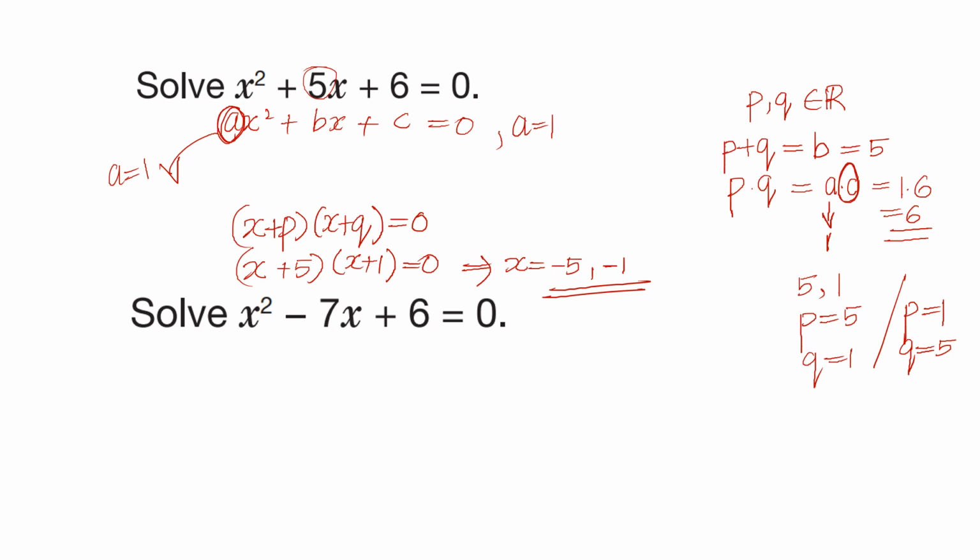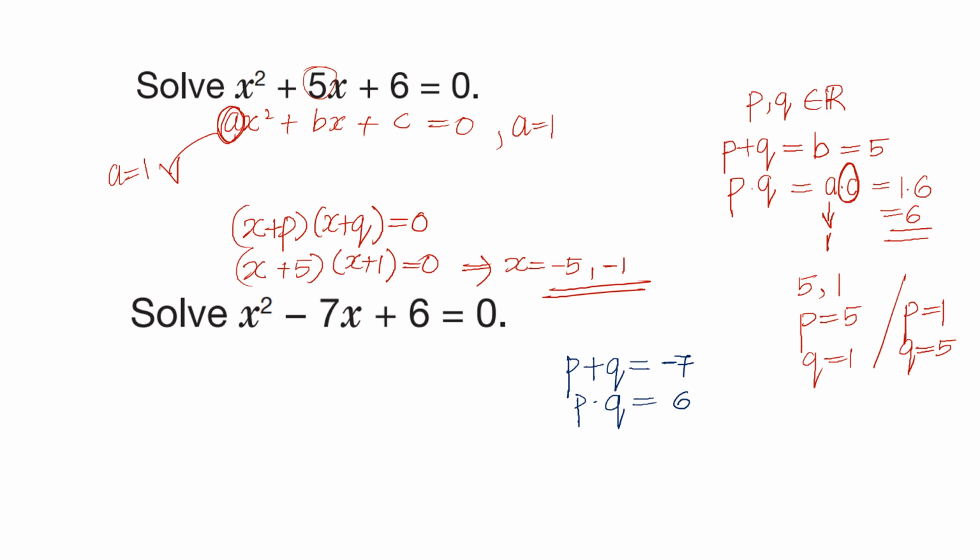So this is again of the form ax square plus bx plus c is equal to 0. So here there are two numbers p and q, where p plus q should give us minus 7, that is b here, and p times q should give us 6. So we should find two numbers p and q, those are real numbers, such that the product should be 6 and the sum should be minus 7. So what will be the numbers?